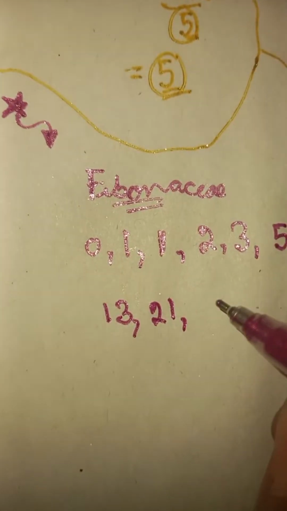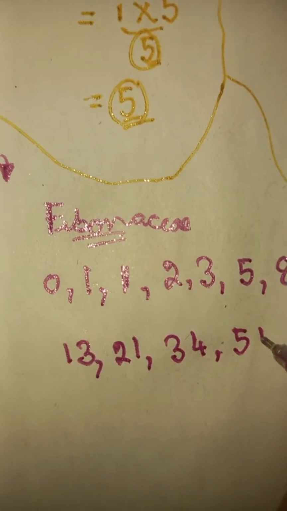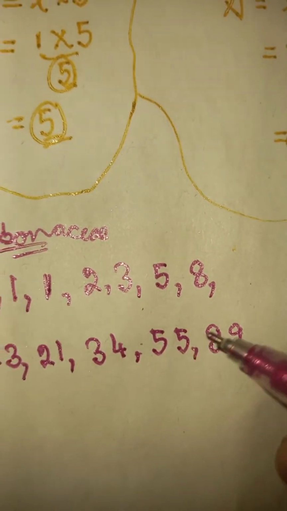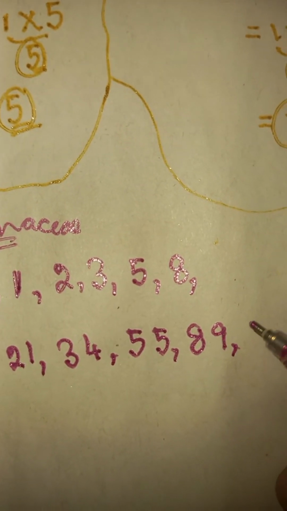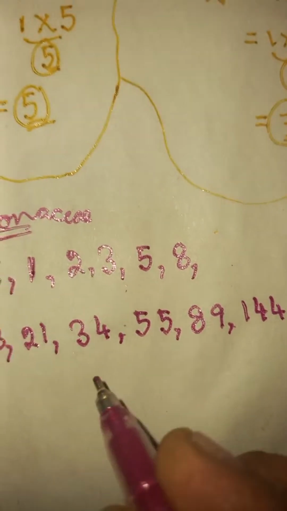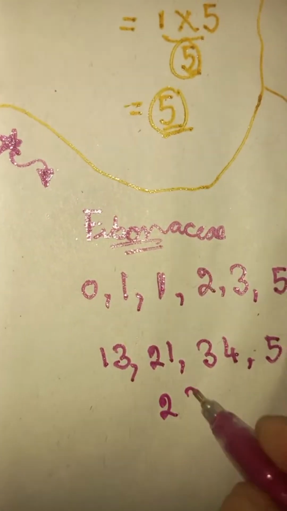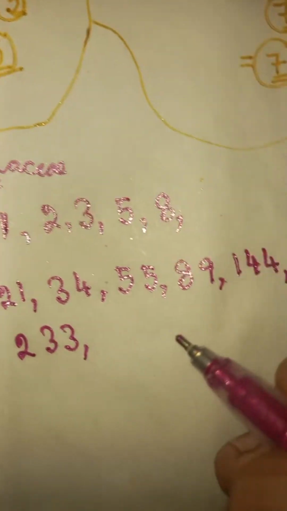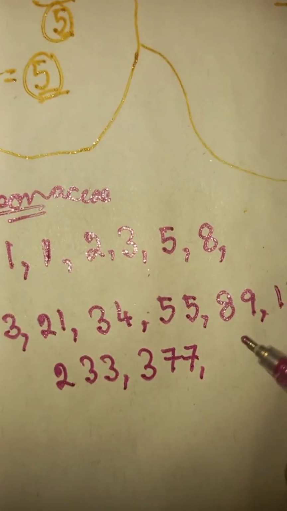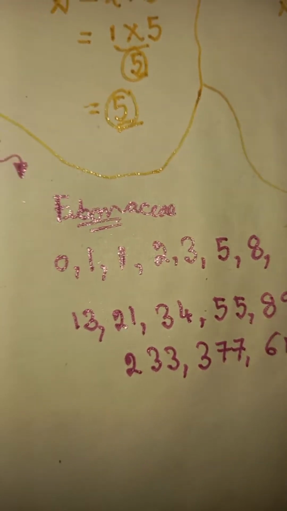21 plus 13 becomes 34. 34 plus 21 becomes 55, and 55 plus 34 becomes 89. 89 plus 55 becomes 144, and 144 plus 89 becomes 233. This 233 plus 144 becomes 377, and this 377 plus 233 becomes 610. Like this, the Fibonacci sequence keeps on continuing.